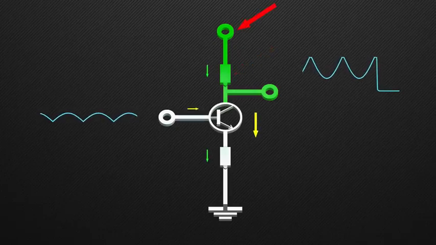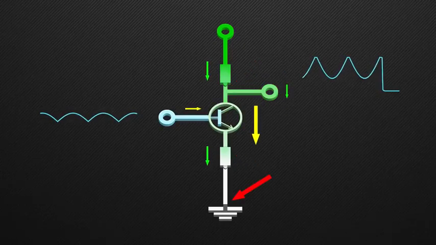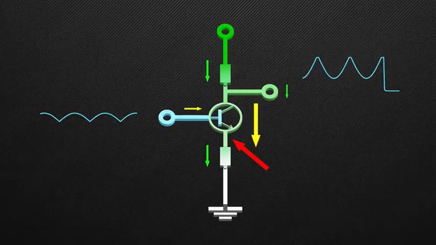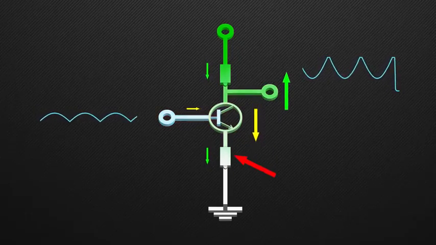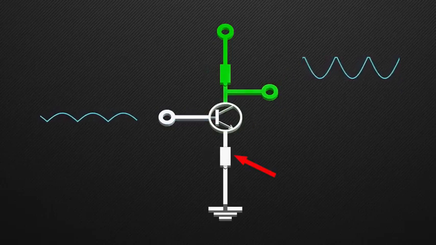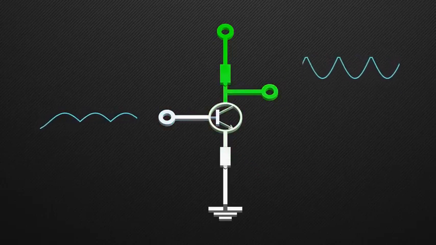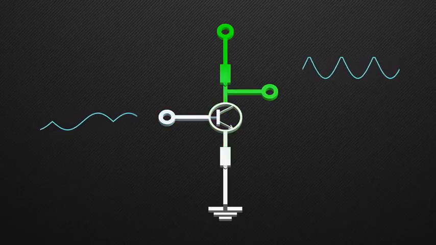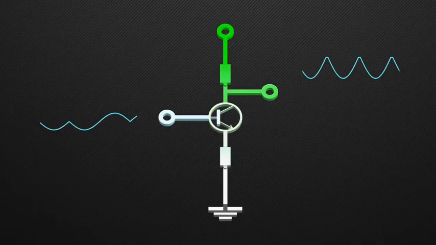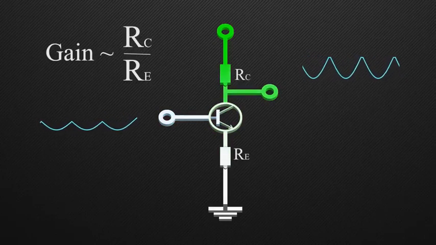Here, as the supply is fixed, the voltage at the other end falls. This drops the output voltage. And here, as the ground is fixed, the voltage at the other end rises, and this increases the output voltage. This provides negative feedback for the output, limiting the gain of the amplifier. The gain of the amplifier is now more dependent on these two resistors, rather than the gain of the transistor, allowing us to have better control over the total gain of the amplifier. The gain of this amplifier is given by the ratio RC to RE.